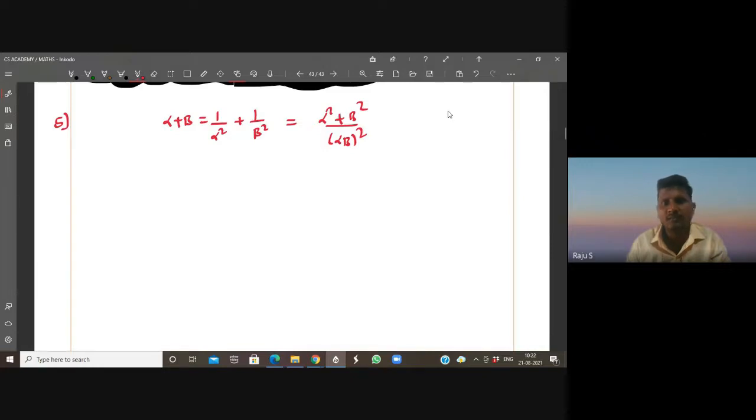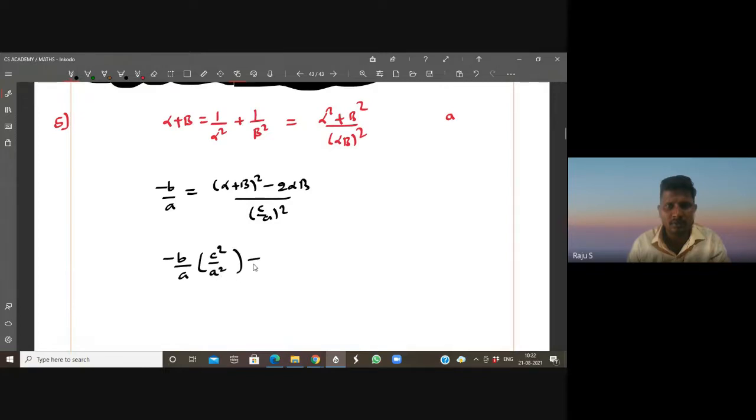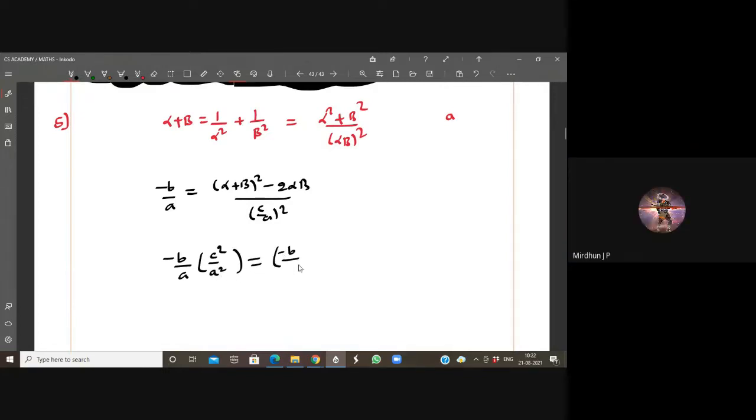Okay, so here ax square, then same. What is the left side? Alpha plus beta, nothing but minus b by a, is equal to alpha square plus beta square, again alpha plus beta the whole square minus 2 alpha beta by alpha beta, that is c by a the whole square. Now you can cross multiply, which implies minus b by a into c square by a square is equal to, we will get a by c only if we cross multiply.